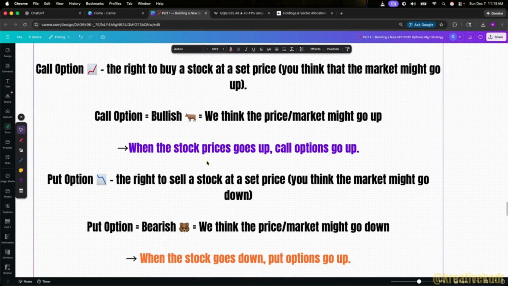When we're bearish on the underlying asset, we're going to buy put options. A put option is the right to sell a stock at a specific price when we think the market is going to go down. Again, bearish, we're buying put options. We think the price of the market might go down. Generally, when stock prices go down, put options go up.